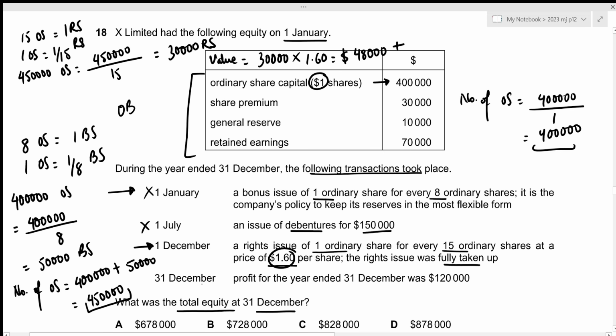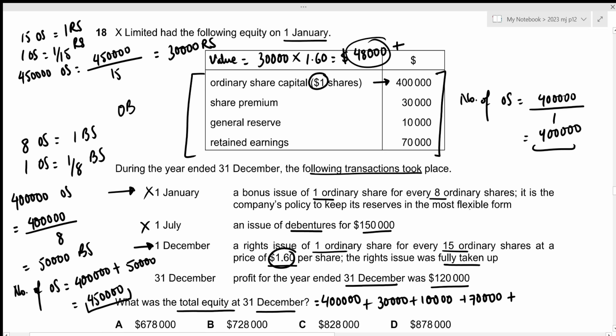Okay, then for the last one, we have profit for the year ended 31st December, which was 120,000. And this will also increase the value of our total equity because profit for the year will be added to our retained earnings. So the total equity is just going to be, let's add the initial opening balances. So that's 400,000 plus 30,000 plus 10,000 plus 70,000. We also need to add our rights issue, which we figured out to be 48,000. Then we need to add profit for the year. This gives the value of total equity to be 678,000, which is given in option A.